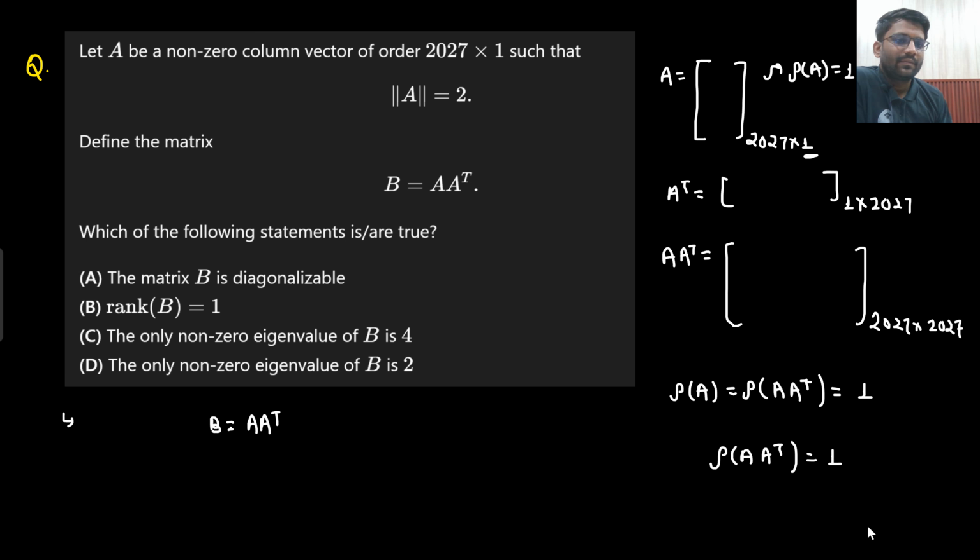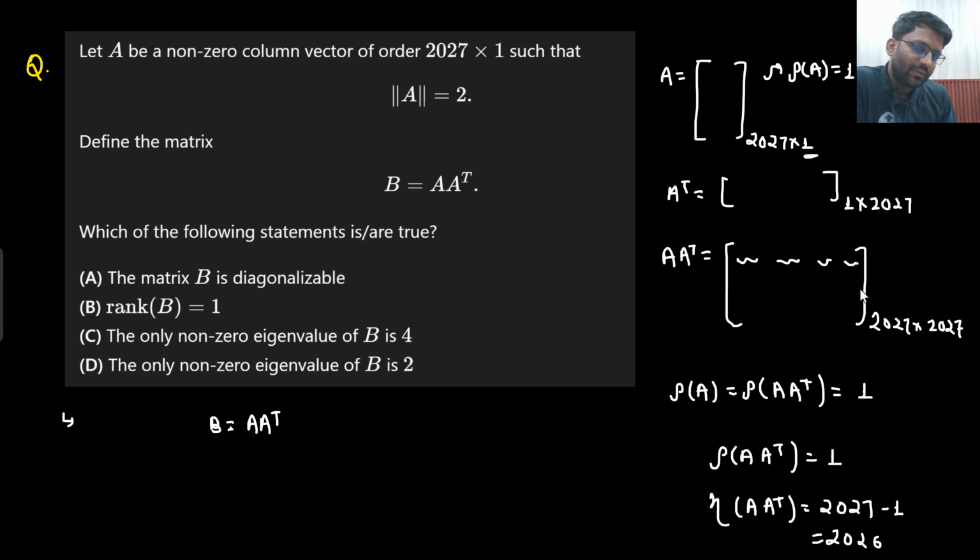What does that mean? What will be the nullity? Nullity of A into A transpose is number of columns minus 1. Rank is only 1. That means only this row will be non-zero. Rest all rows will be 0, 0, 0. So can you comment on the eigenvalues of B?